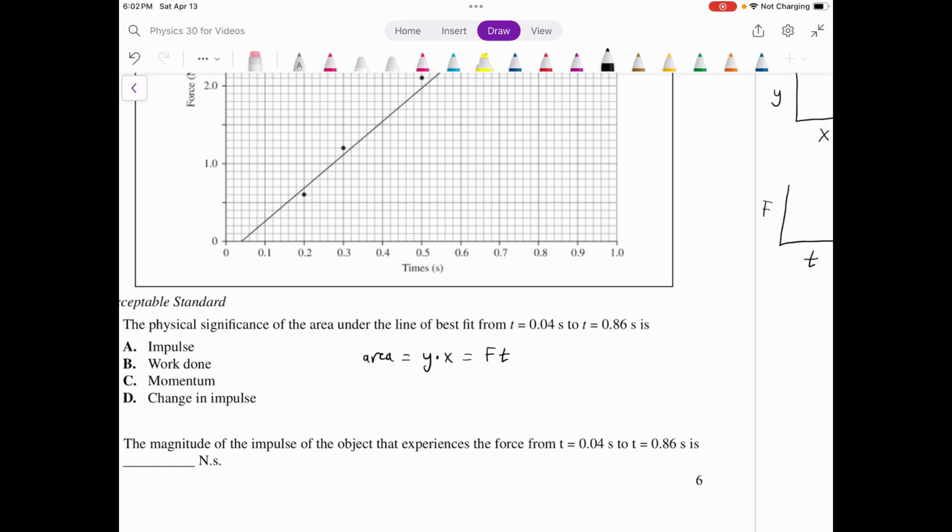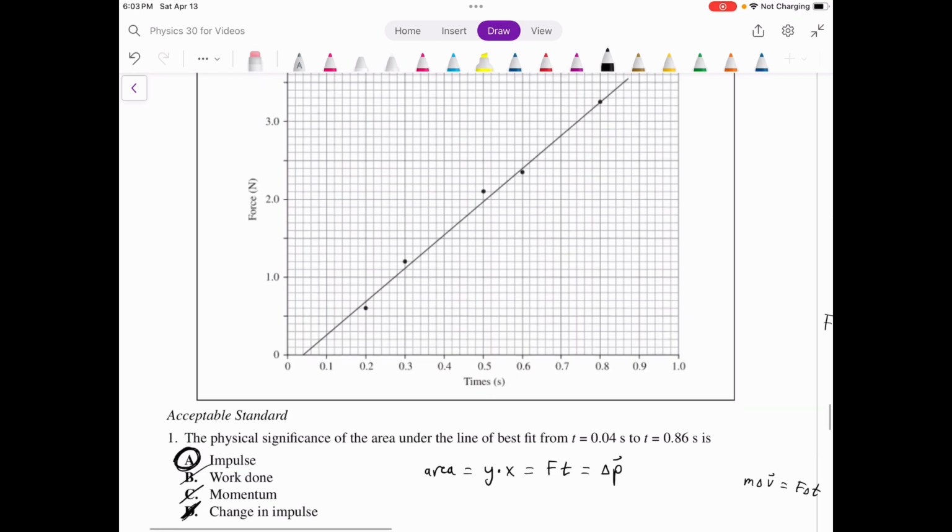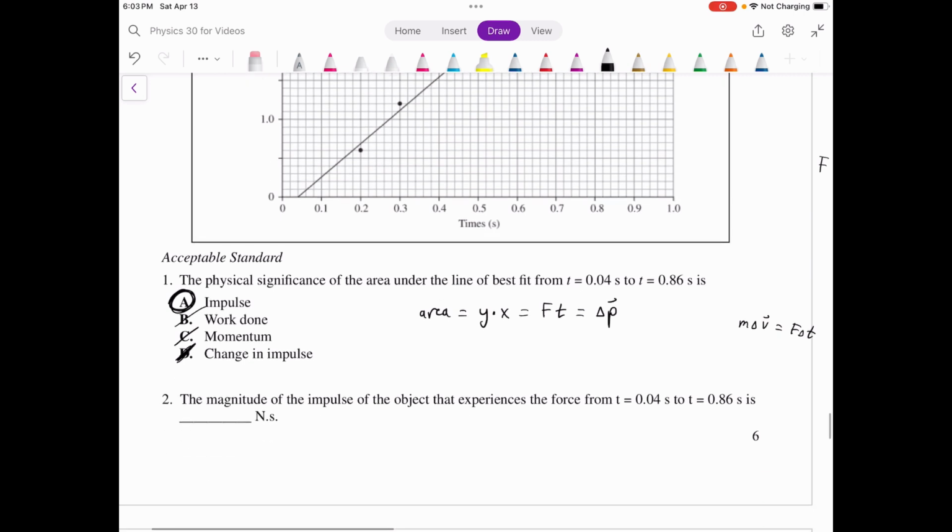Do we have an equation for that? What does it represent? We could go to our formula sheet if we're not sure, but force times time, that is the change in momentum, right? We have this formula, Δmv equals force times time, right? Both are impulse, both are the change in momentum that's happened, okay? So not the work, definitely not quite the momentum, and not the change in impulse either. That's a change in momentum, right? What this is, is the impulse, the change in momentum. F times t, area, y times x, is the impulse.